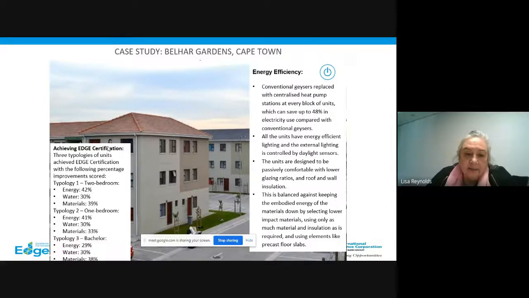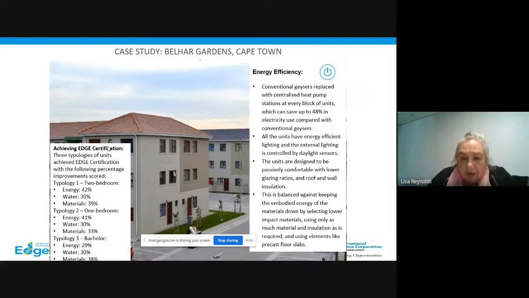But look on the left-hand side, there were three types. There was a two-bedroom, a one-bedroom, and a bachelor flat in this development. And look at those numbers. The saving on energy for a bachelor flat was 29%. For the one-bedroom it was 41%, and for a two-bedroom it was 42%. So what they actually said is that for some of those flats, the saving on the utility bill was worth more than one month's rent. So by having such a low utility bill, the people that lived in that complex saved a month's rent over the time of a year.